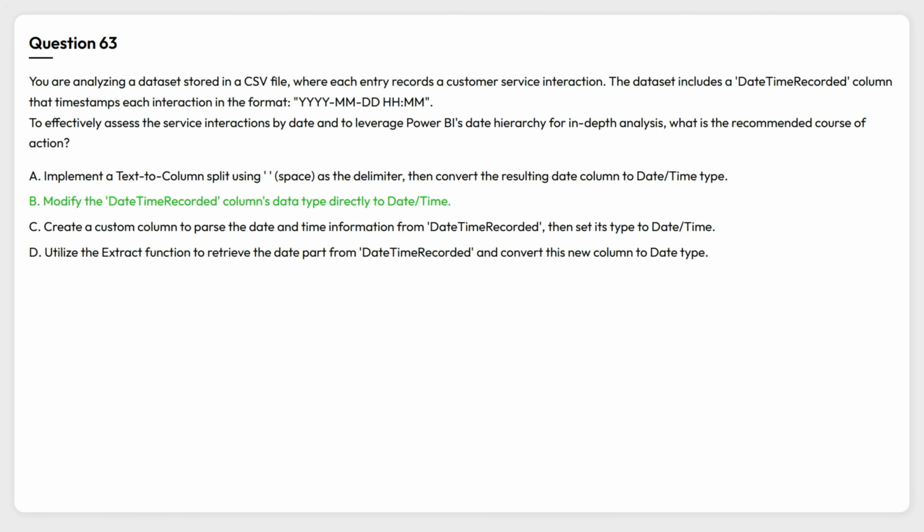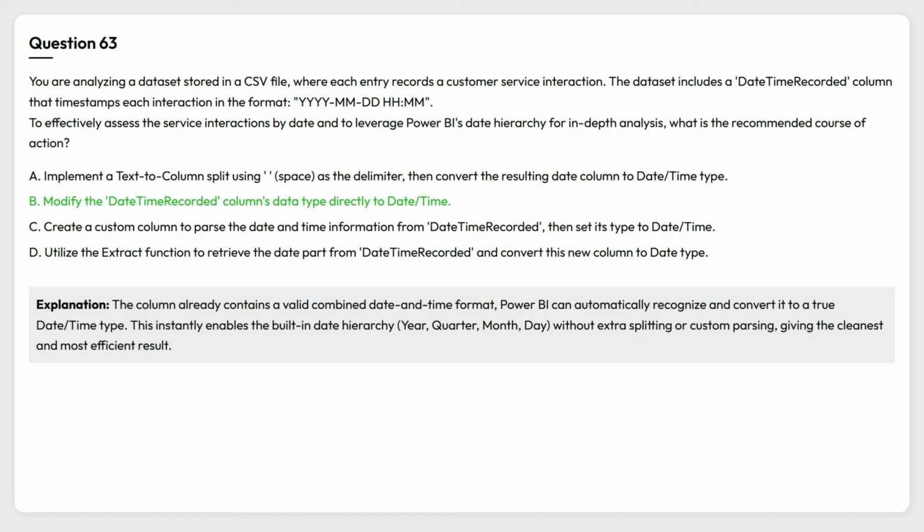The correct answer is option B. Modify the datetime recorded column's data type directly to date or time. The column already contains a valid combined date and time format. Power BI can automatically recognize and convert it to a true date or time type. This instantly enables the built-in date hierarchy: year, quarter, month, day, without extra splitting or custom parsing, giving the cleanest and most efficient result.